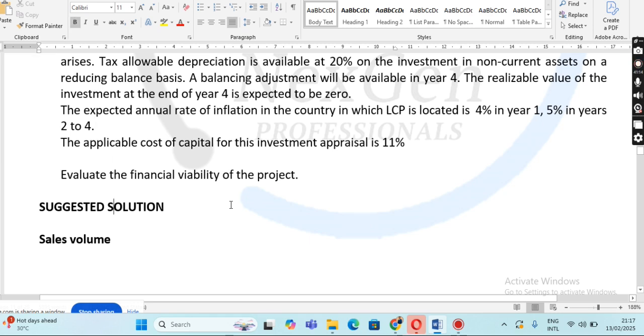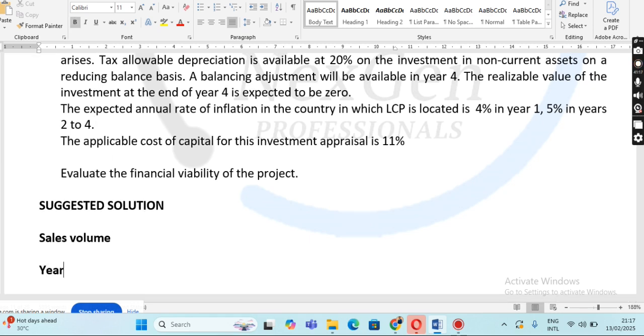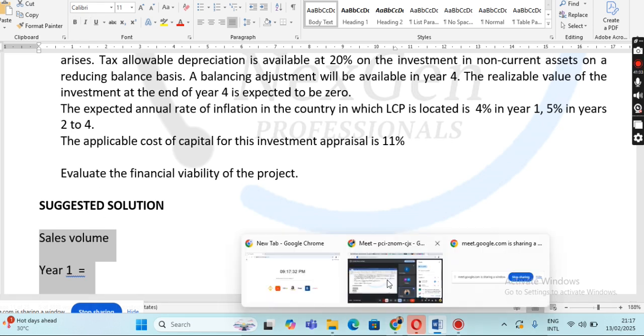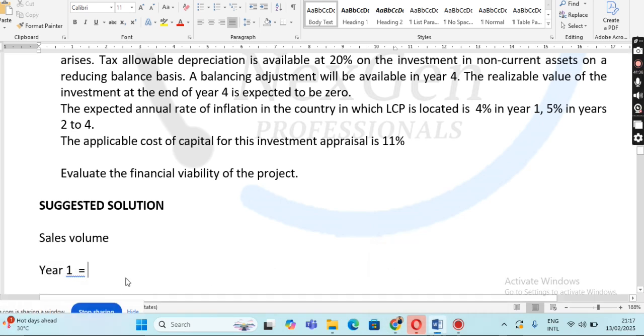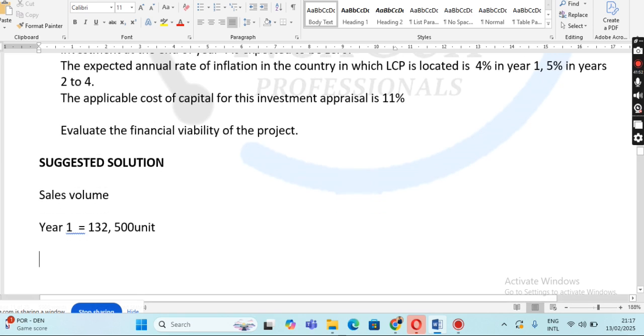So which means that in year one, what is the sales volume? Class, what is the sales volume? 132,500. Okay, 132,500 units. That will be your year one. It will not change.